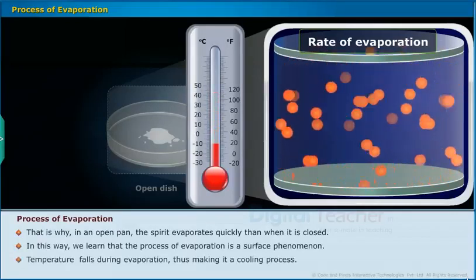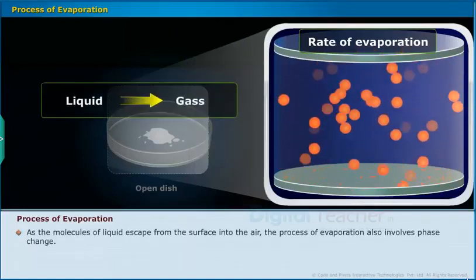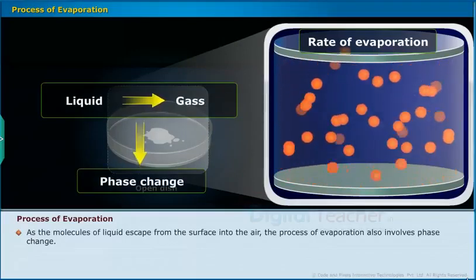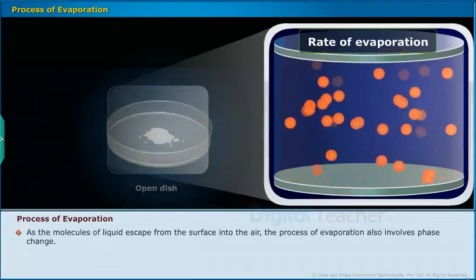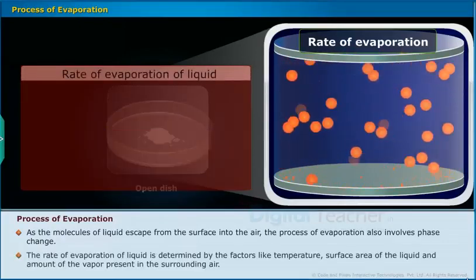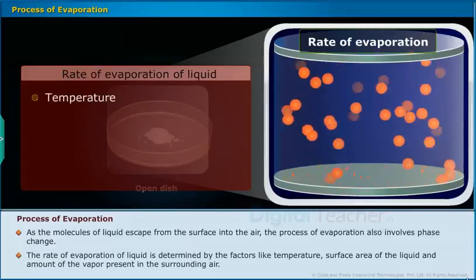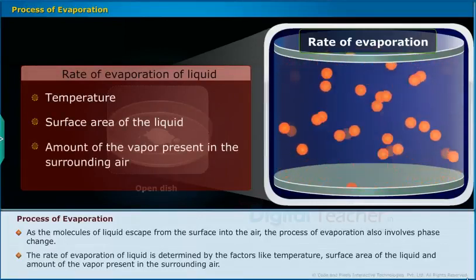Temperature falls during evaporation, thus making it a cooling process. As the molecules of liquid escape from the surface into the air, the process of evaporation also involves phase change. The rate of evaporation of a liquid is determined by factors like temperature, surface area of the liquid, and amount of vapor present in the surrounding air.